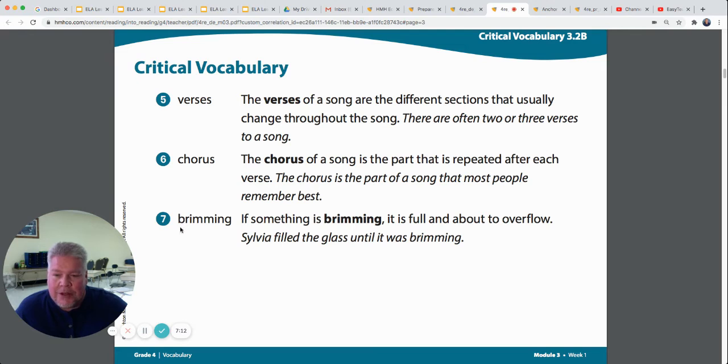Then the last word is brimming. If something is brimming, it's full and about to overflow. Sylvia filled the glass until it was brimming. Think of the brim of a cup, the very top part. If it's brimming, it's right up to the top. It's all the way full and it's about to overflow.